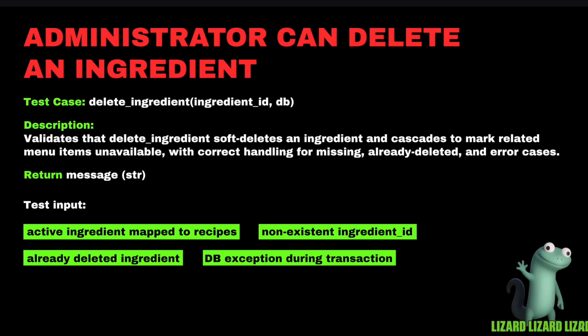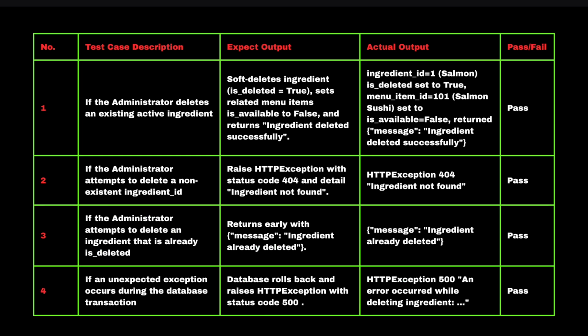Next is delete ingredient. It soft deletes the ingredient and cascades to mark all related menu items as unavailable. For scenarios: deleting an active ingredient that's mapped to recipes, a non-existent ID, an already deleted ingredient, and a DB exception mid-transaction. For the normal case, ingredient ID 1, which is salmon, gets is_deleted set to true, and menu item ID 101, which is salmon sushi, gets is_available set to false. Then it returns the success message.